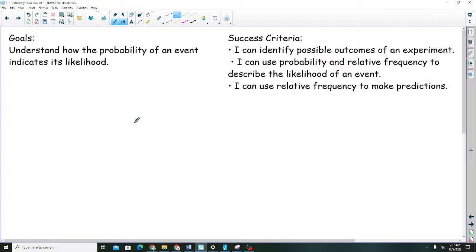So when we look at this, what we want to do is understand how the probability of an event indicates its likelihood. And our criteria then is: I can identify possible outcomes of an experiment. I can use probability and relative frequency to describe the likelihood of an event. And I can use relative frequency to make predictions. Now, out of that, there's a lot of words that we're going to need to define.